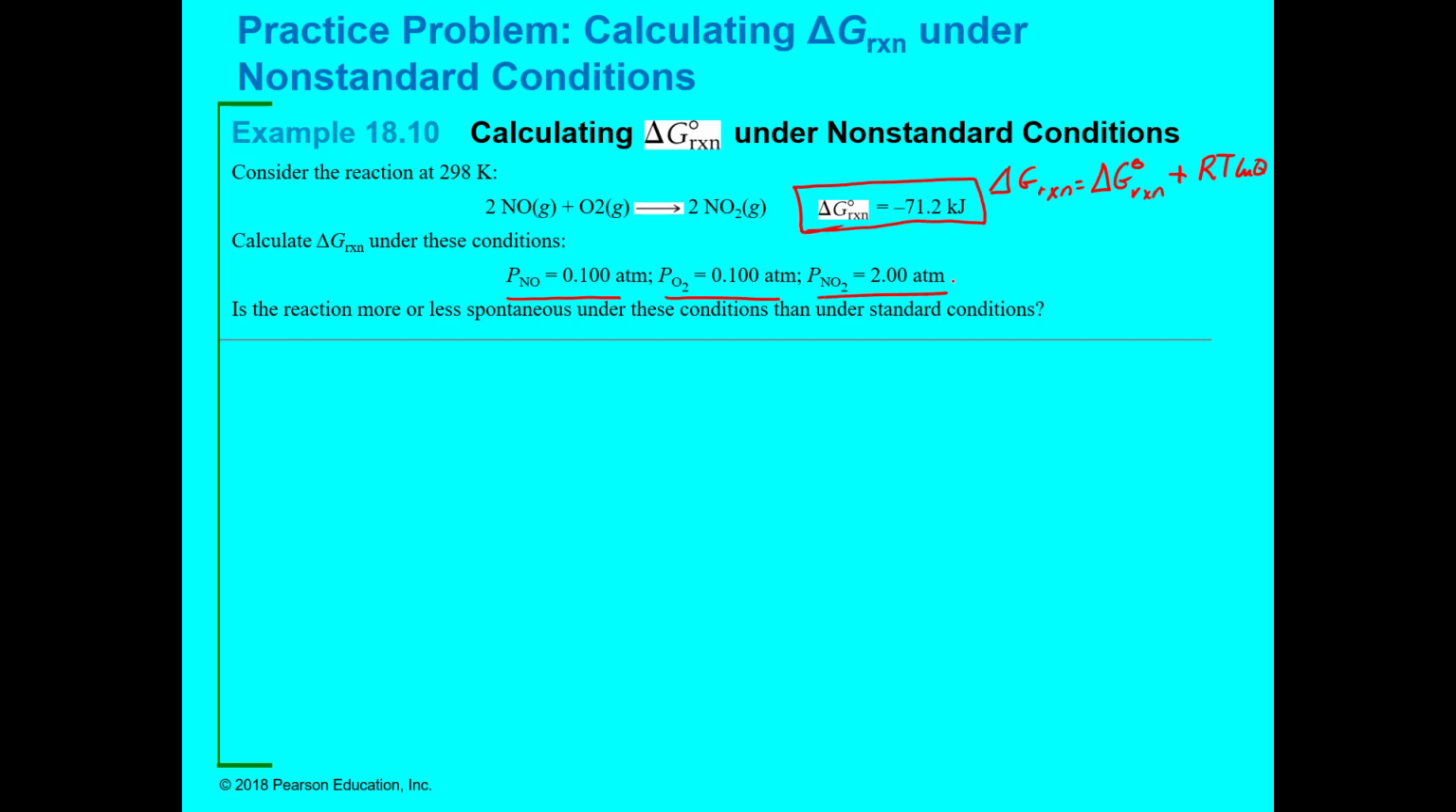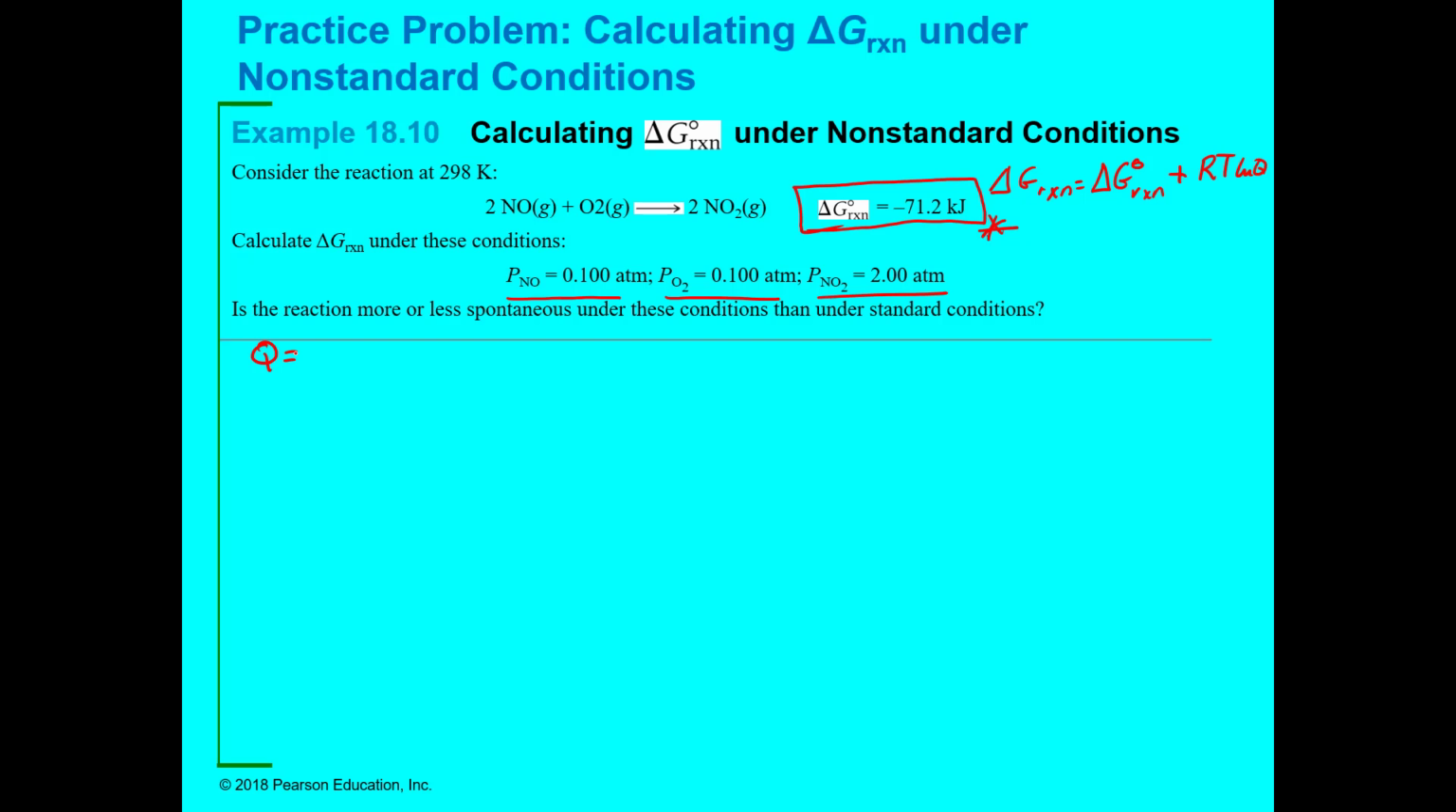And so the question is, is the reaction more or less spontaneous under these conditions than under standard conditions? This is standard conditions, and so we're going to run this calculation and we're going to see, is it more negative, which means it would be more spontaneous, or is it less negative and it would be less spontaneous? All right, so the first thing we have to know is what Q is.